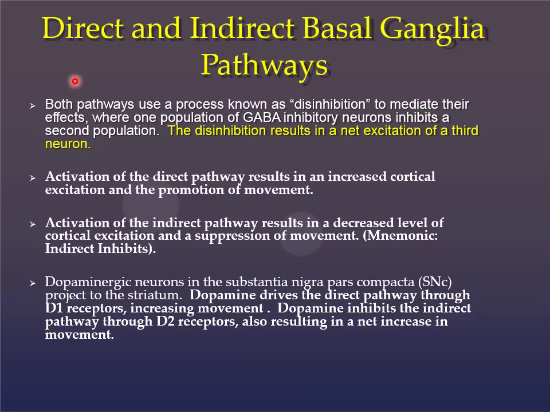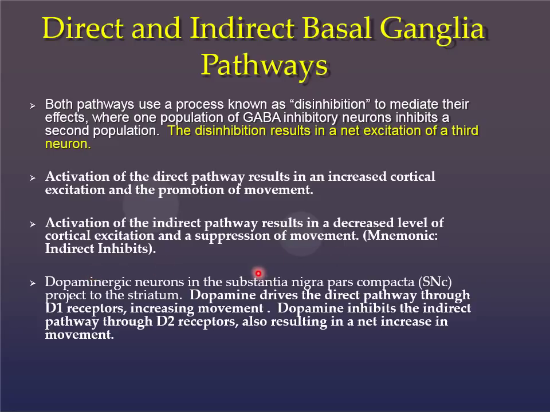The direct and indirect pathways both use a process known as disinhibition to mediate their effects, where one population of GABA inhibitory neurons inhibits a second population. The disinhibition results in a net excitation of a third neuron. Two negatives yield a positive. Thus, activation of the direct pathway results in an increased cortical excitation and the promotion of movement. Activation of the indirect pathway results in a decreased level of cortical excitation and a suppression of movement.